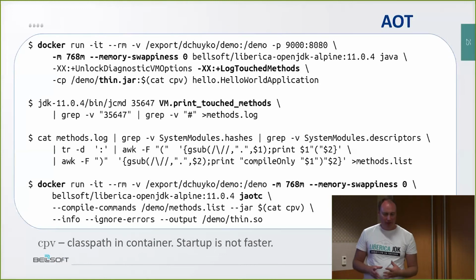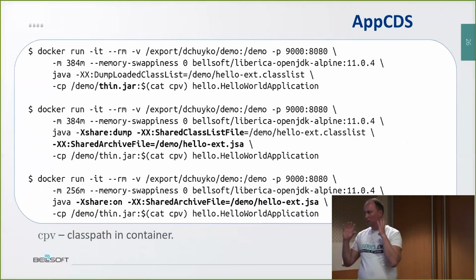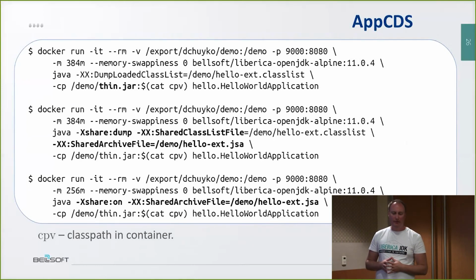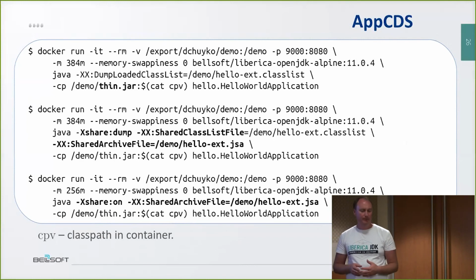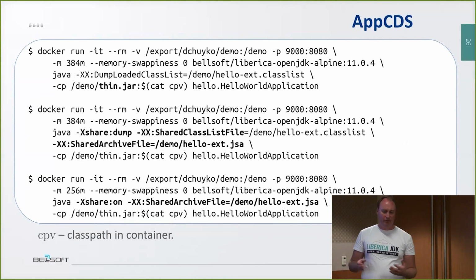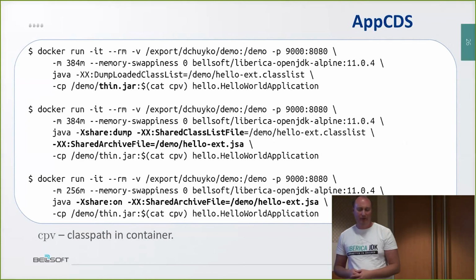But AppCDS do help. Again, as I mentioned, a few steps here. First, you dump a list of classes at some point using either a tool, or for example JDK functionality if you use thin jar. Then you create a shared archive using that list of classes. And then you finally use that shared archive in your runs.